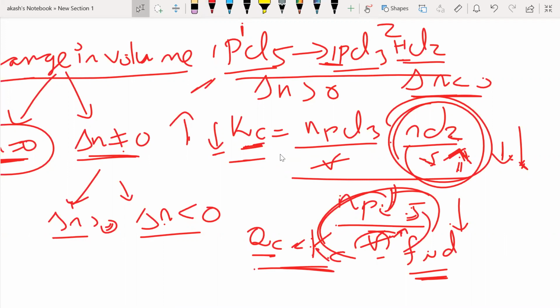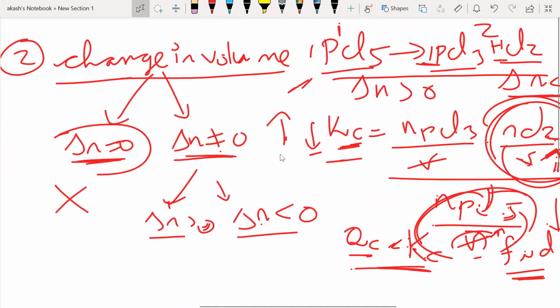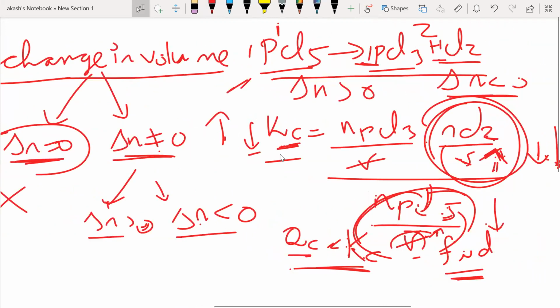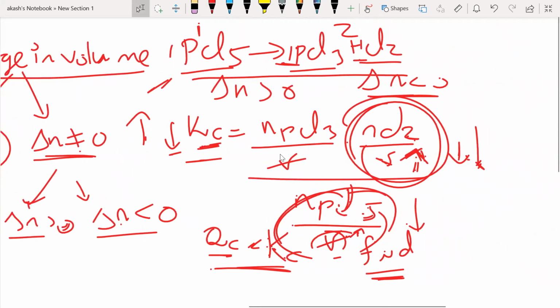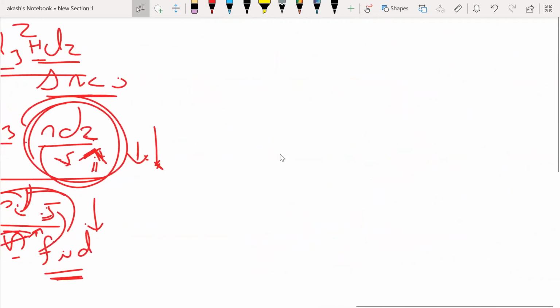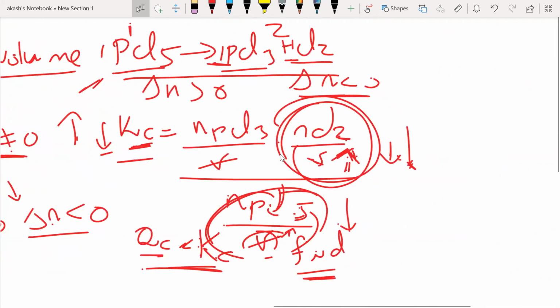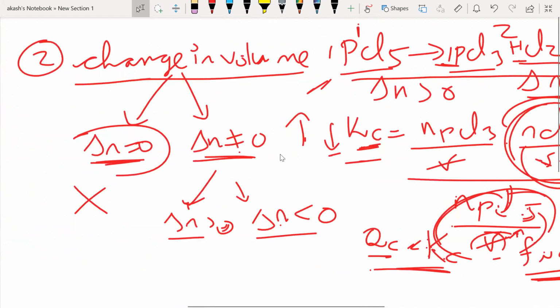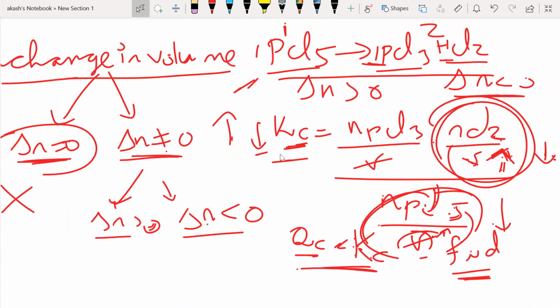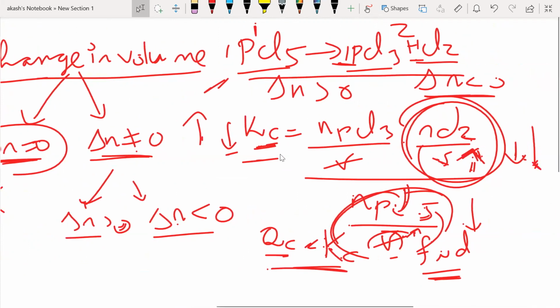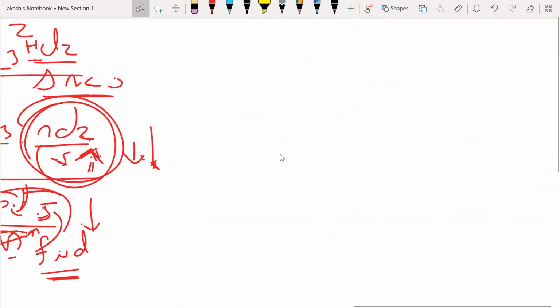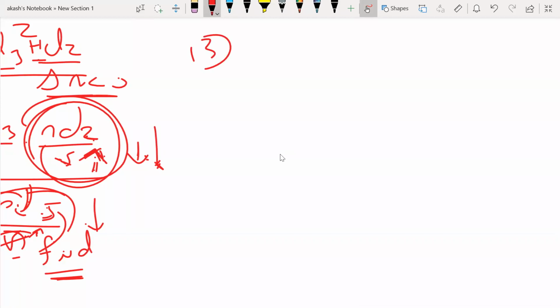Okay, right? Now you saw two things: the first one is addition or removal of products and reactants, and the next one is change in volume. Are there any questions, people? Hope everybody understood this also, right? You can just remember the shortcut and obviously the logic behind it also, right? Okay. So the third one which is going to disturb my equilibrium is change in pressure.